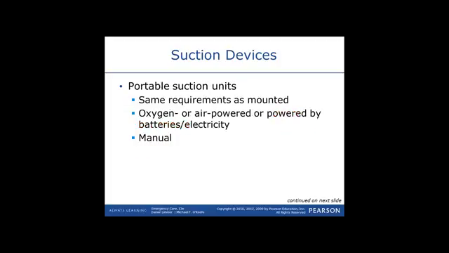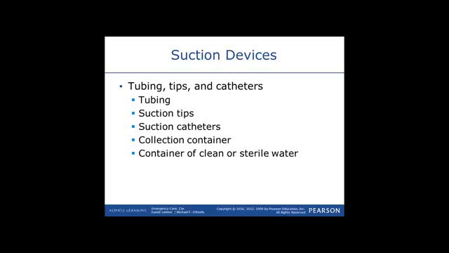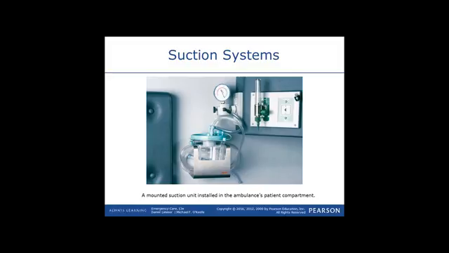Portable suction units have the same requirements as the mounted ones, right? Oxygen and air powered, or powered by battery electricity, and there are the manual ones. Manual ones are not so much fun. So the pieces: you've got the tubing, the suction tips, the suction catheters, the canister, right? And then usually a container of clean or sterile water. This is a fixed one. Here's the gauge we're talking about that shows you liters per minute and millimeters of mercury. Here's the canister. This is all wrapped up nice and neat.